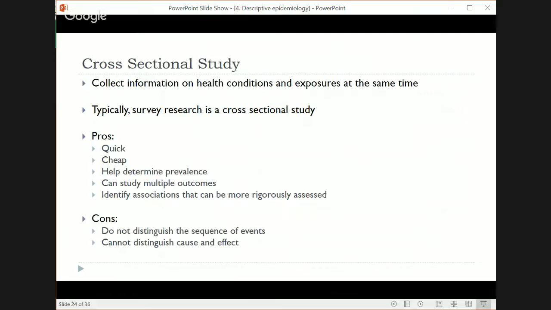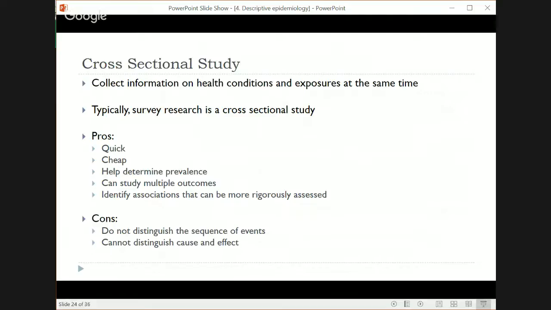The cons of a cross-sectional study is that we can't distinguish the sequence of events. So you can't determine cause and effect. We have no way to determine if an association is temporally related. So what does that mean? It means this is a snapshot, right? A snapshot. We're looking at health conditions and exposures at the same point in time.